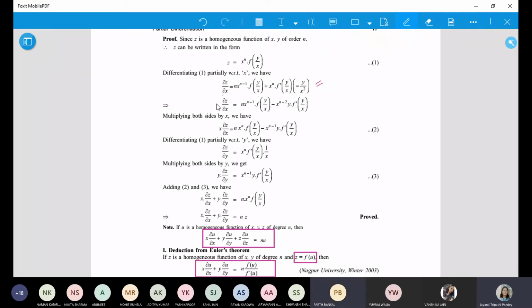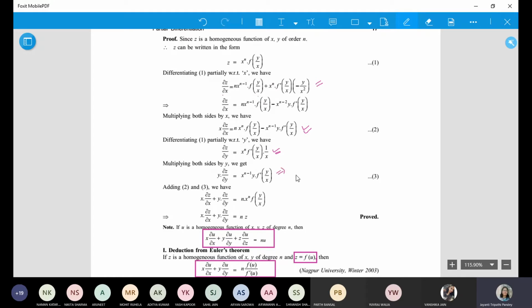Yes, ma'am. Similarly, when you differentiate it with respect to y, you will get this. Now multiply x throughout, so you will get this value. X del z by del x is n x to the power n f y by x minus x to the power n minus 1 y f dash y by x. Similarly, when you differentiate with respect to y, you will get this. Just check. Del z by del y is x to the power n f dash y by x into 1 by x. Is this okay? Yes, ma'am. Now multiply, you will get this value.